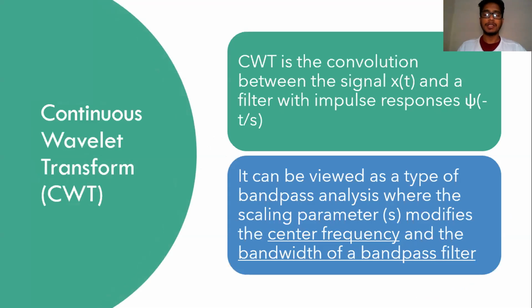Continuous wavelet transformation is the convolution between the signal x(t) and a filter with impulse response ψ(-t/s). It can be viewed as a type of bandpass analysis where the scaling parameter s modifies the center frequency and the bandwidth of a bandpass filter.